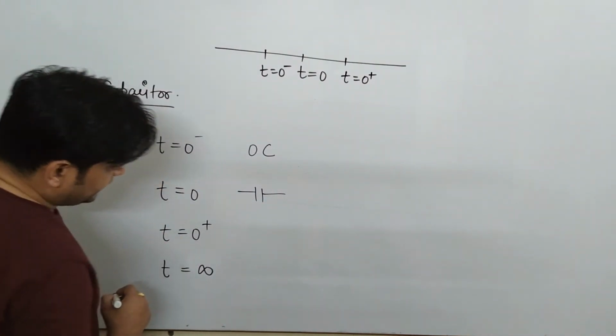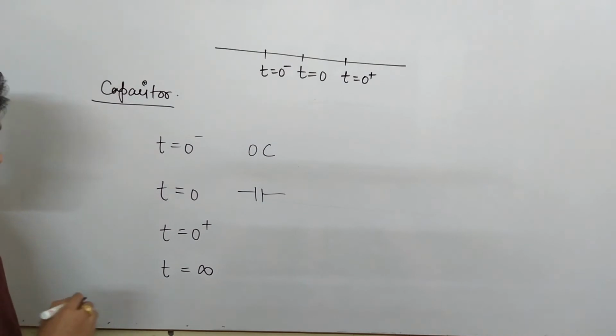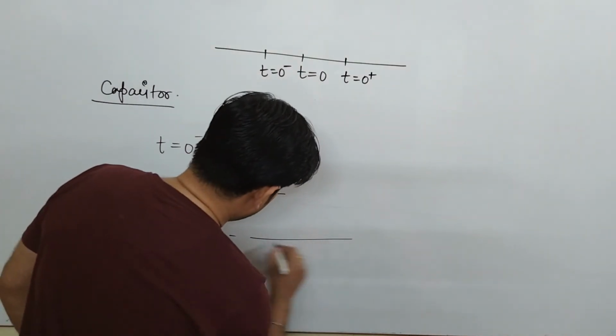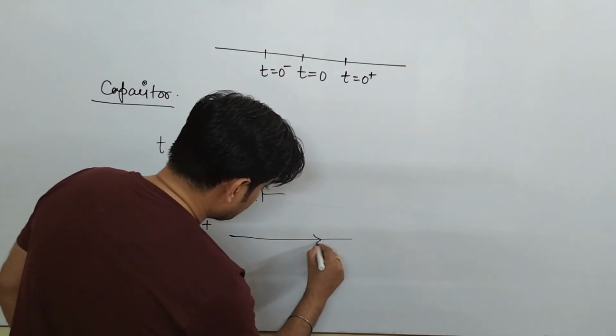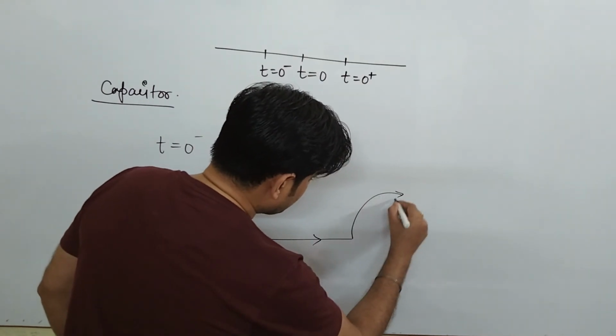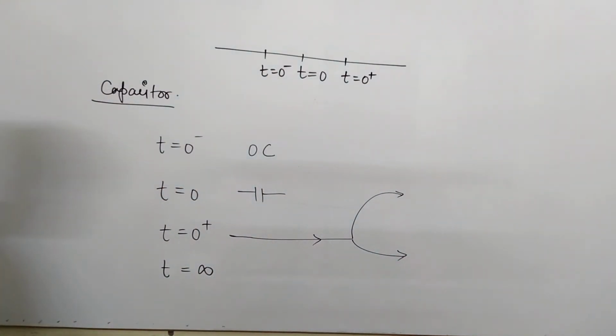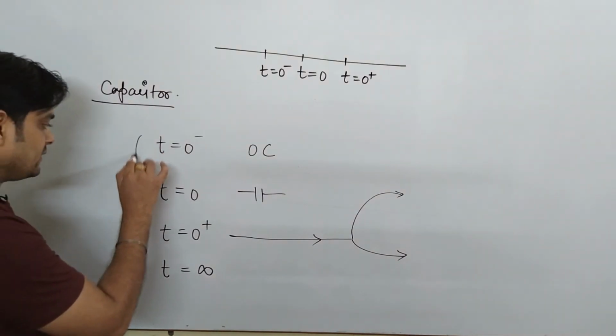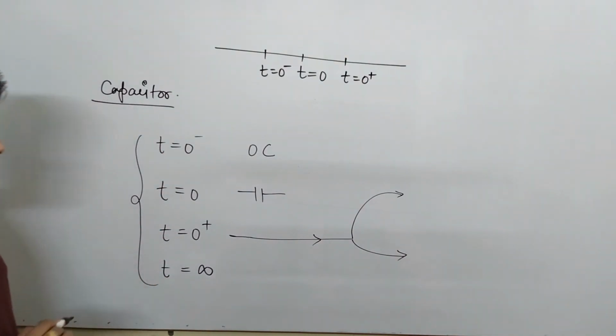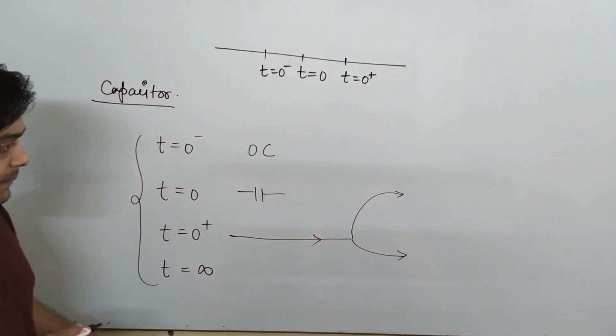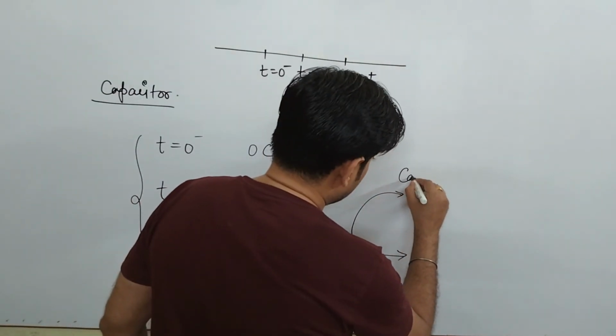Now the very important condition comes at t equal to 0 plus. At t equal to 0 plus, two different situations come up: either the capacitor is initially charged or the capacitor is initially uncharged. So while considering these facts to solve a numerical problem, there are two conditions, capacitor charged and capacitor uncharged.